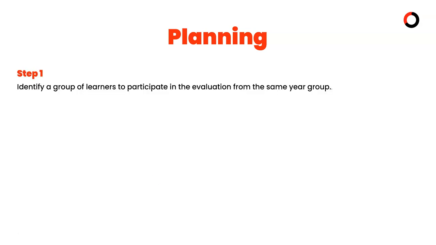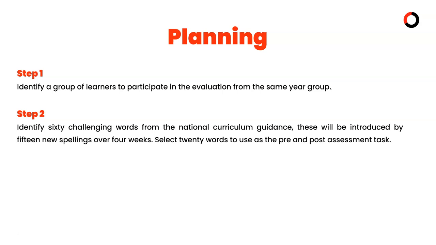So step 1, identify a group of learners to participate in the evaluation from the same year group. Step 2, identify 60 challenging words from the National Curriculum Guidance. These will be introduced by 15 new spellings a week over 4 weeks. And then select 20 of these challenging words to use as the pre and post assessment task. This will be the same one.